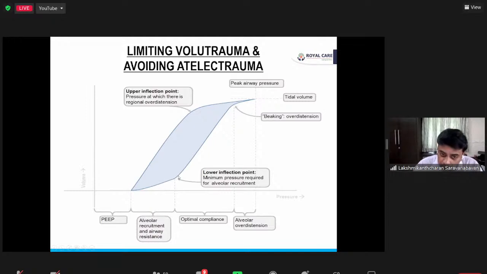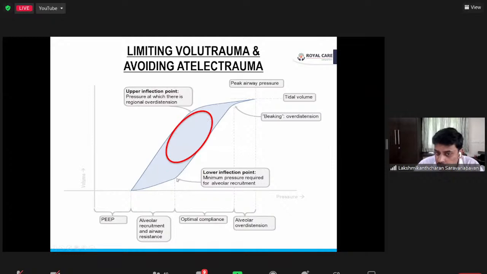So this inspiratory part of your pressure volume curve is very, very important. This lower limit is the point where you need to keep your PEEP, and this point is called the lower inflection point, where the compliance of the lung starts improving exponentially. And this is called the upper inflection point, beyond which the lung starts overdistending. So what we need to do is ventilate the patient between these 2 points, that is, your upper inflection and your lower inflection point.